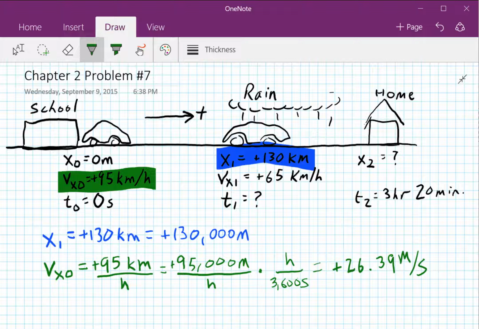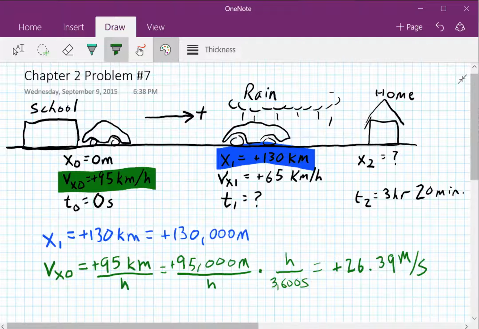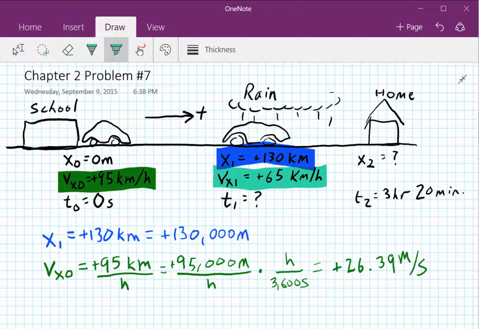That only gave me the initial x velocity. Now I need to do the same thing for the final, or I shouldn't say final, but the velocity when it started to rain. So we need to do another conversion.